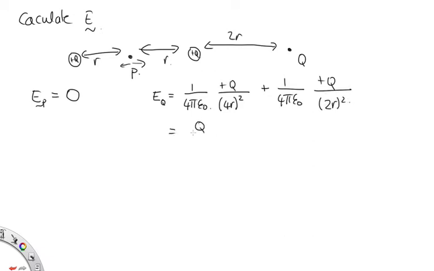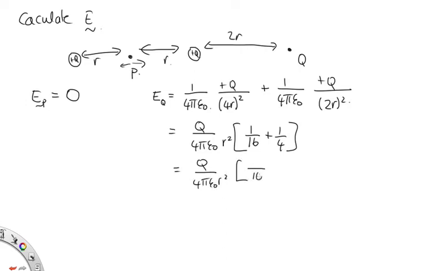So this is Q over 4 pi epsilon naught. Now we can pull R squared out as a common factor and we end up with 1 over 16 plus 1 over 4, which is Q over 4 pi epsilon naught R squared. And now we can put 16 as a common factor. This will be 4 over 16, so we'll end up with 4 plus 1, which is 5 over 16. So that will be the size of the electric field at Q, and it will be directed to the right. We should always give a direction as an electric field is a vector.